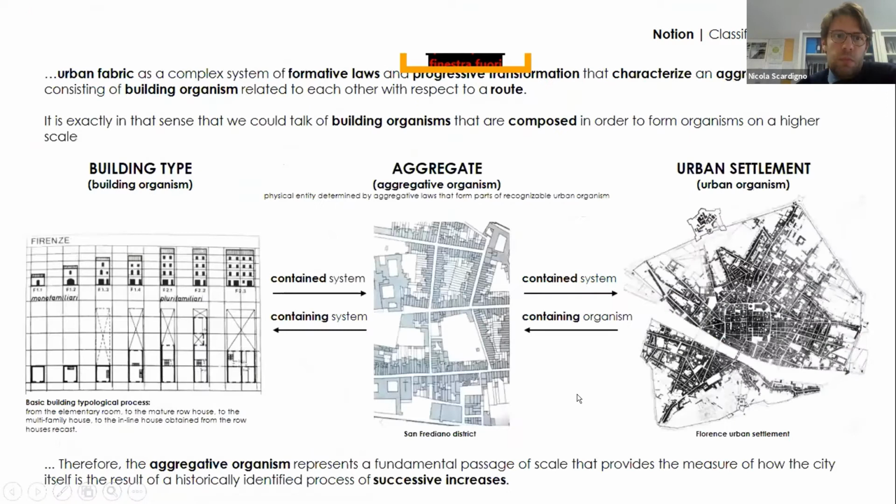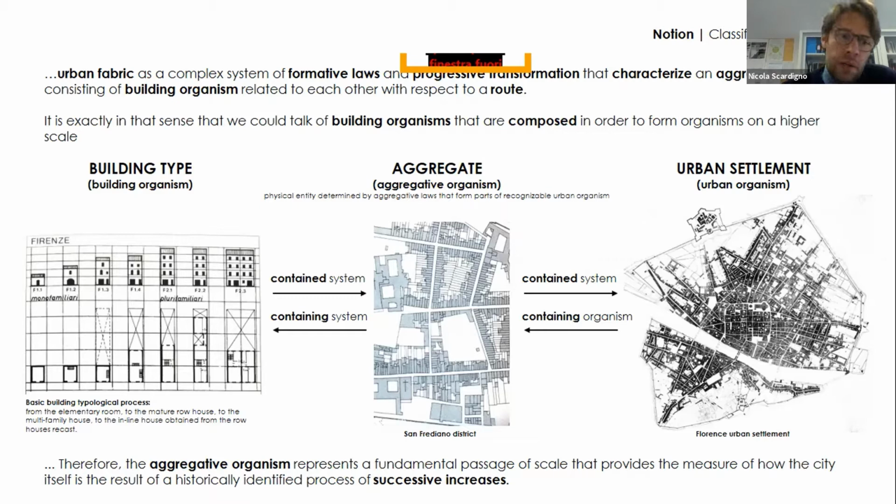So basically, we can define the urban fabric as a complex system of formative laws and progressive transformation that characterize an aggregation consisting of building organisms related to each other with respect to a route. It is exactly in that sense that we can talk of building organisms that are composed in order to form organisms of another scale.